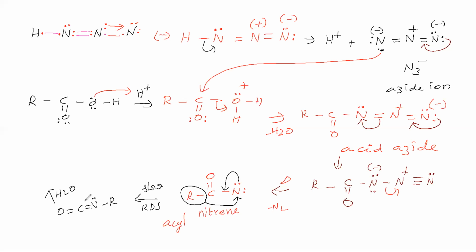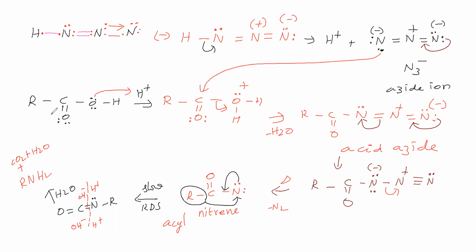On hydrolysis, this bond breaks: here H plus, here OH minus. Then this bond breaks: here H plus, here OH minus. So this part becomes RNH2. This is carbonic acid, H2CO3, which will convert into carbon dioxide and water. So we get a primary amine.